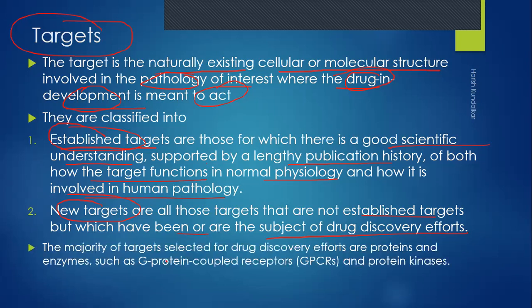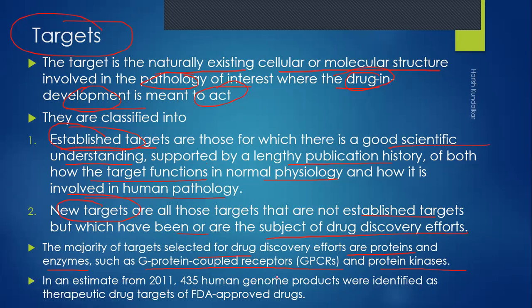So the majority of targets selected for drug discovery efforts are proteins and enzymes, and most of the time they are GPCRs, that is G protein coupled receptors, or they may be protein kinases. So we know protein kinases are most of the time for anti-cancer activity. Nowadays we have so many protein kinase inhibitors in the market, right? So those are examples of targets.